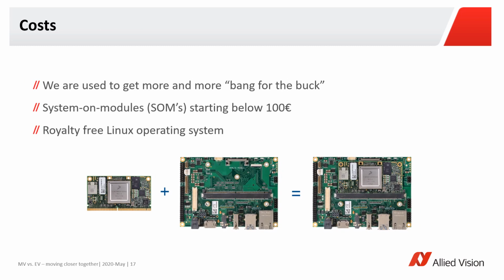The second driver is costs. We are used to getting more and more bang for the buck. And nowadays, system on modules can start below 100 euro. And I think another supporting factor there is really the Linux operating system, which is royalty free. So there are not many licensing costs involved in deploying such a system, or no licensing costs at all sometimes. So these are really the drivers why I think machine vision systems will also move closer to embedded vision systems in the future.